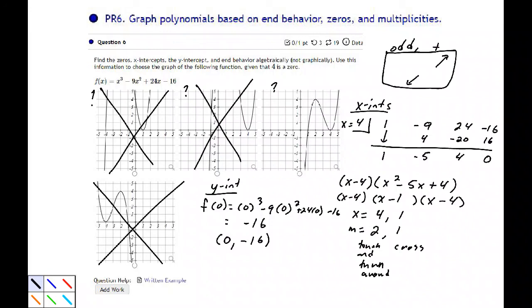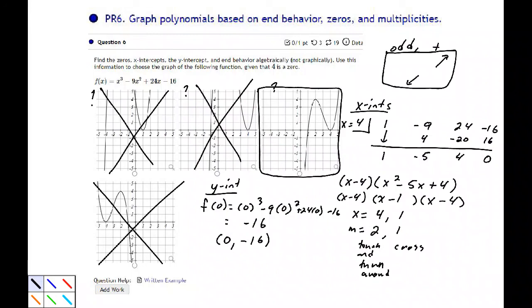So the next graph crosses the x-axis at 1, touches and turns around at 4. That matches our x-intercepts. And its y-intercept is below the x-axis. It's down past -5, so -16 could be possible. So that is in fact the graph we would select, because it matches those characteristics.